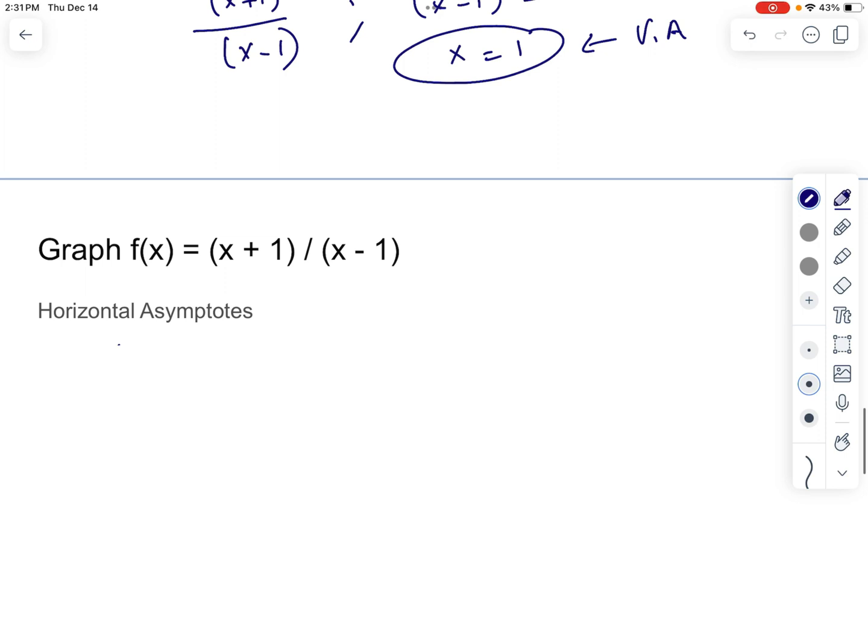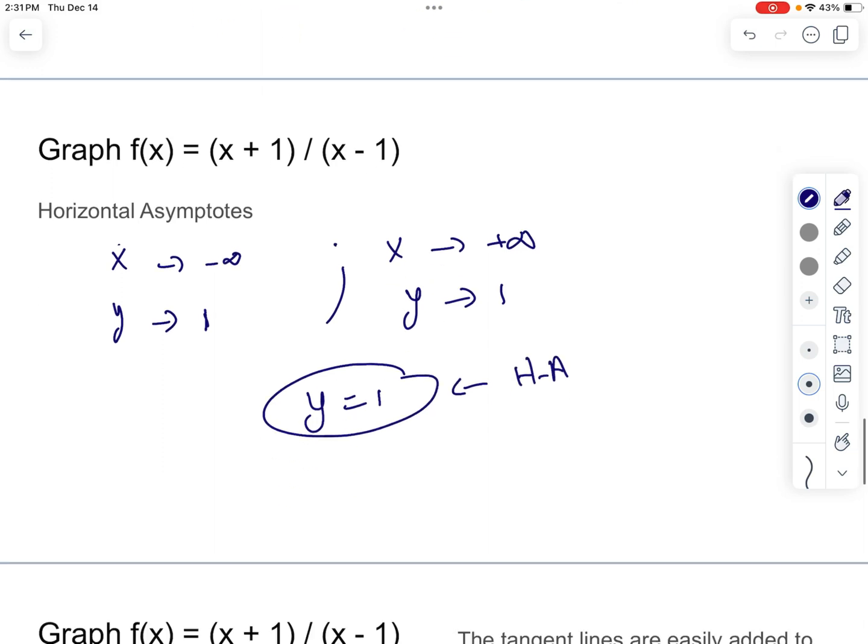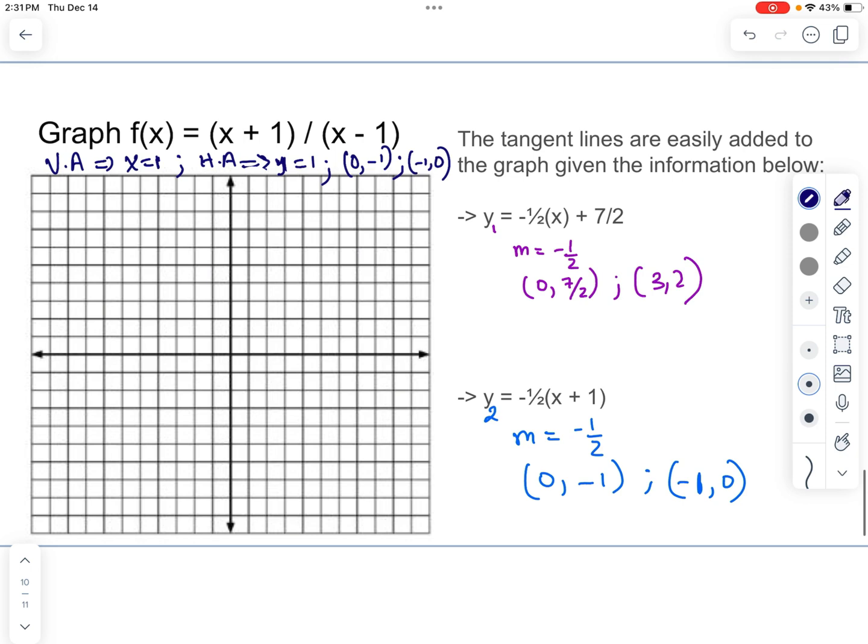Horizontal asymptote. For a horizontal asymptote to occur, we need to look at the behavior of y as x tends to infinity. So as x goes to negative infinity, notice that your y is going to go to 1, right? And if you look at x going to positive infinity, you're going to notice that your y also is going to 1. So there goes your horizontal asymptote. y equal to 1 is your horizontal asymptote. All right, so we have all the information that we need to graph this hyperbolic function.